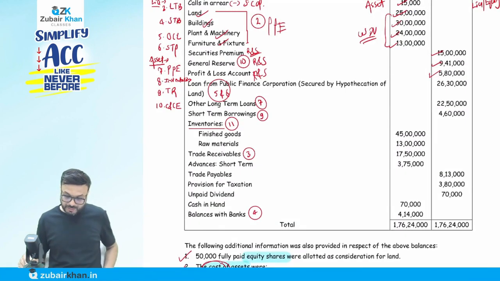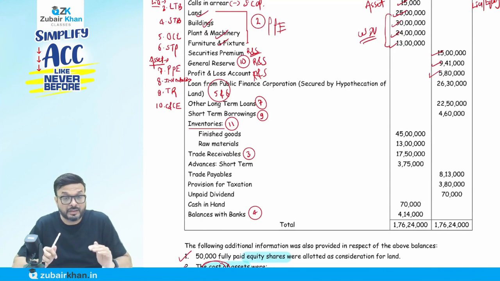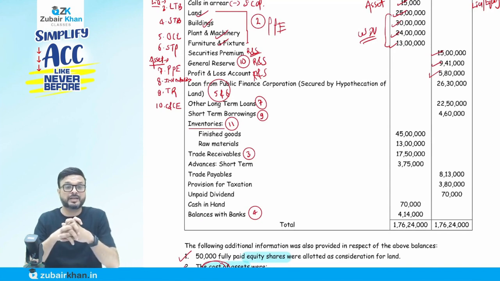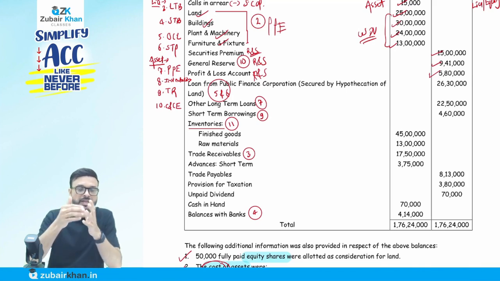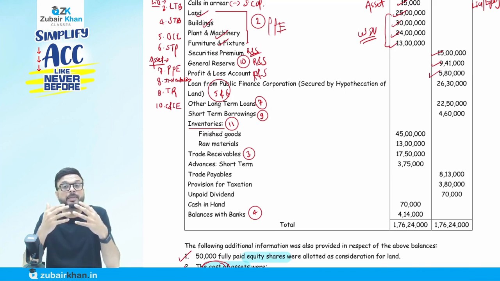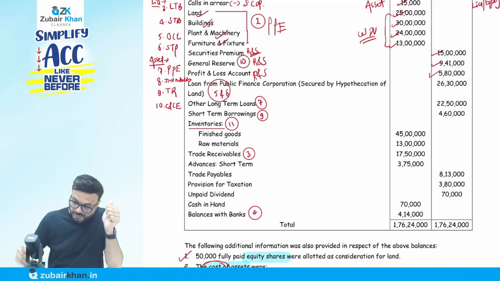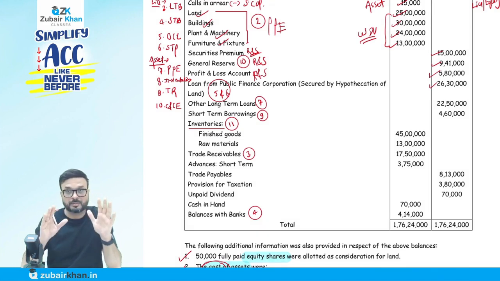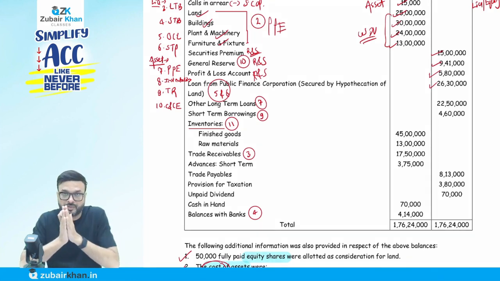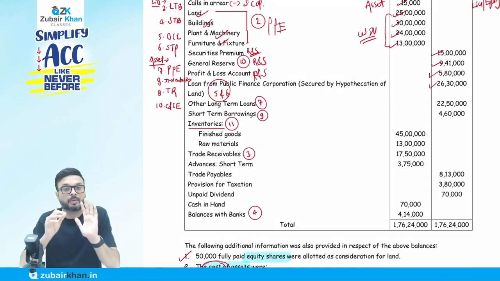What is mentioned here is a loan from Public Finance Corporation, which is secured by application of land. And we know that we have to specify whether it is secured or unsecured. As you can see, which is secured by the application of land, this is basically a secured loan. So our total amount is 26,30,000, but it is mentioned in point number 5 and 6. So we'll read point number 5 and 6.